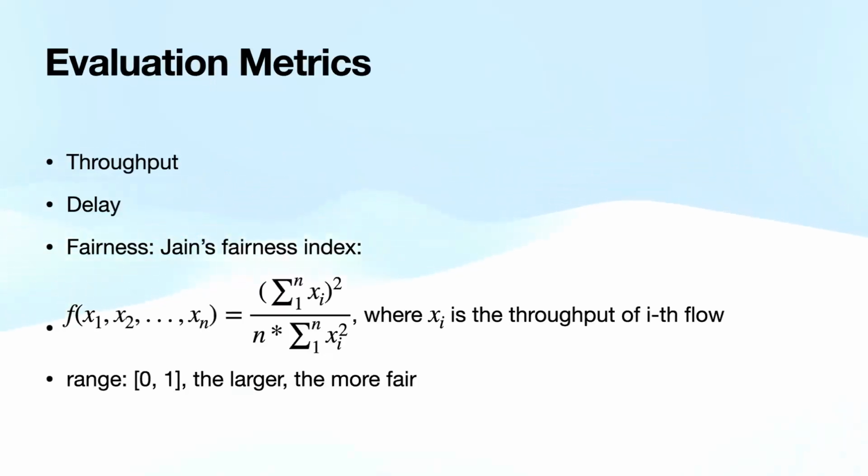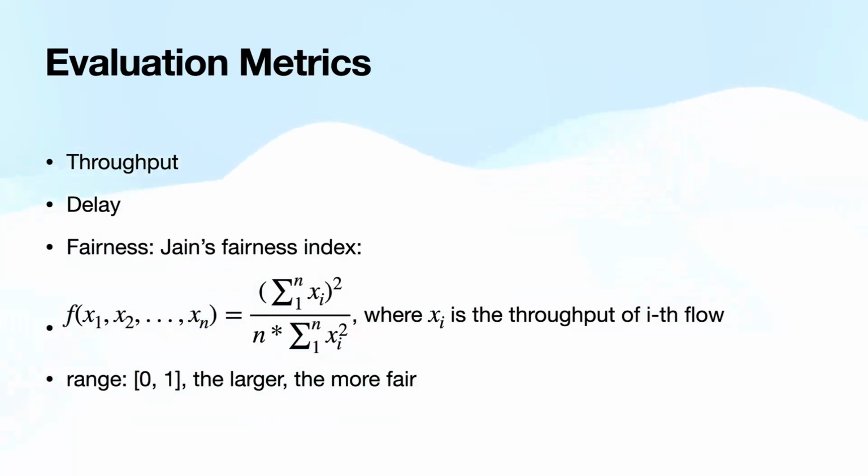When assessing how well a congestion control method works, we usually look at three key measures: throughput, delay, and fairness. Higher throughput is better, meaning more data transmitted successfully. Less delay is preferable, ensuring data moves quickly. And higher fairness is ideal, indicating an equitable distribution of network resources.